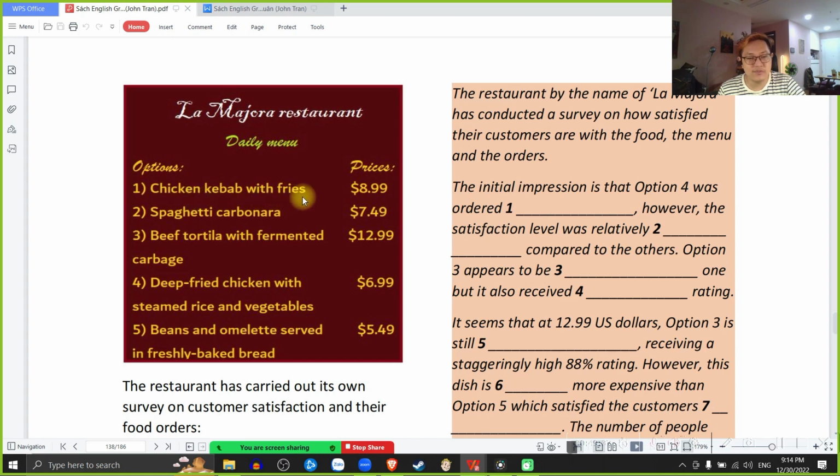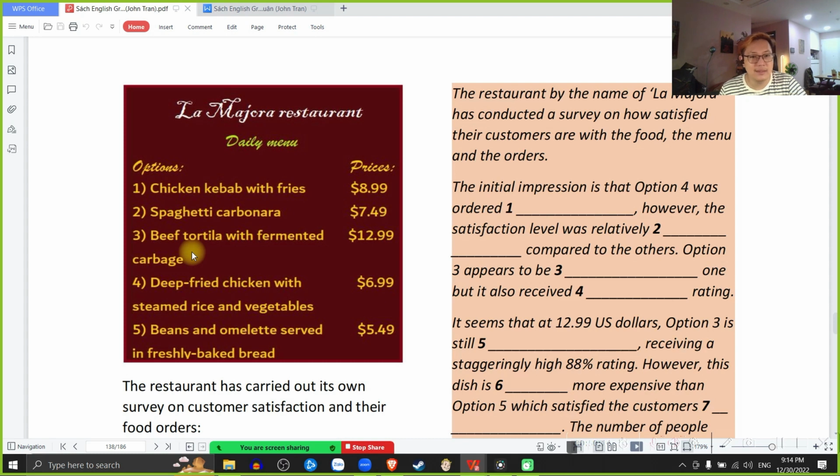Options. We have chicken kebab with fries. This is the price. Spaghetti carbonara. You know what spaghetti carbonara is, no? Spaghetti carbonara is basically Italian spaghetti, cheese, a lot of cheese, and ham. Jambon, like ham.